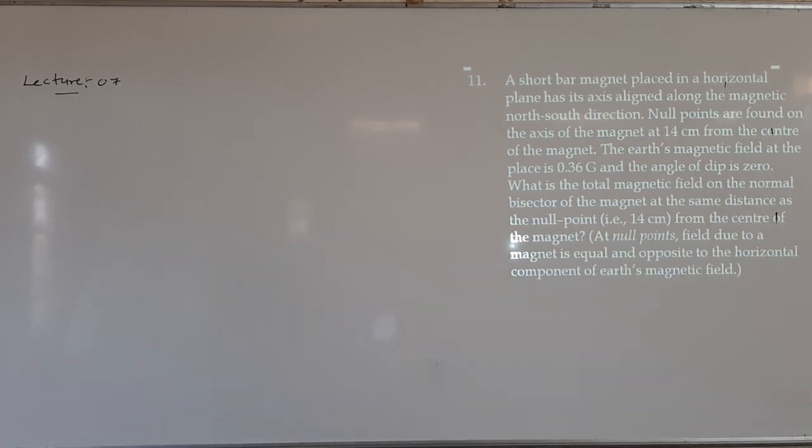The horizontal component of the earth's magnetic field is 0.36 G and the angle of dip is 0. What is the total magnetic field on the normal bisector of the magnet at the same distance as the null point, 14 cm from the center of the magnet? At the null point, the field due to the magnet is equal and opposite to the horizontal component of the earth's magnetic field.